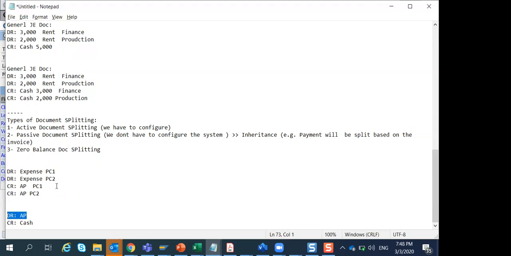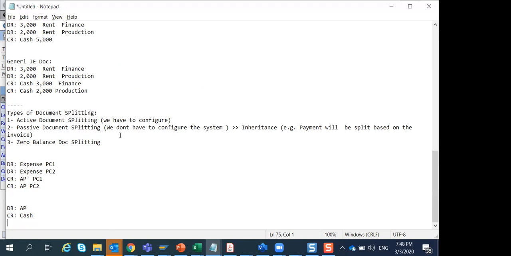Any questions? Is that clear? The splitting at the payment time is going to be the same as the splitting ratio in the invoice. Does that make sense? Yes, it does now. So, anyways, that's what it is.